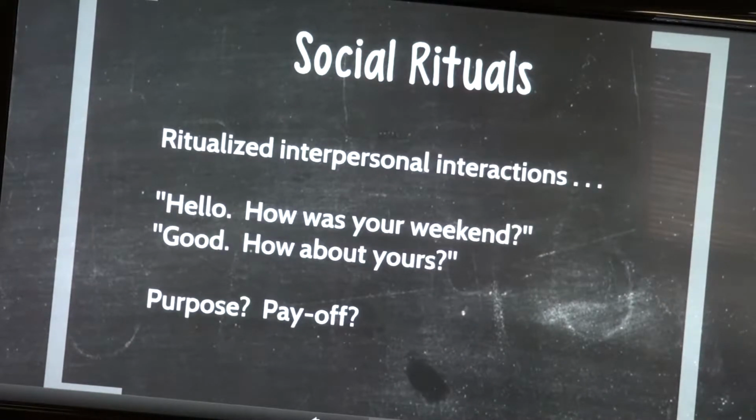He also points out that we have lots of social rituals. So before we get to games, we want to recognize that not everything is a game. Sometimes it's very basic. A very common one, of course, is to be walking down the hall and hear somebody say, oh, hey, how was your weekend? And the other person says, good, how about yours? Right? So very ritualized. We've all done this a million times. We all know what to expect.